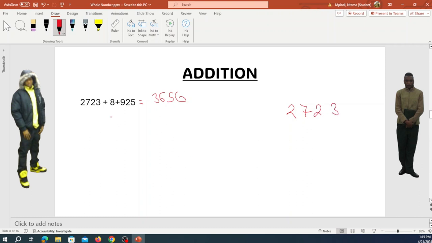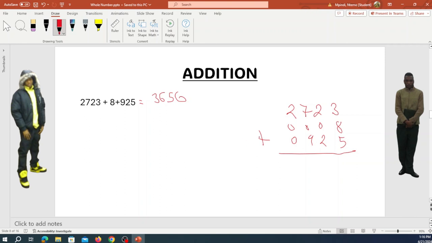2, 7, 2, 3. And we're gonna write this 8. Right here, we're gonna write this 5. Here, we're gonna write 2. We're gonna write 9. Then plus. Now we're gonna add the 0. You add 0 here. You add 0 here. You add 0 here. Here we're gonna add another 0 to make life easier.